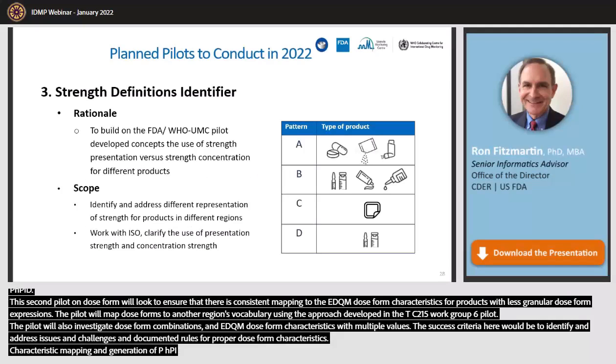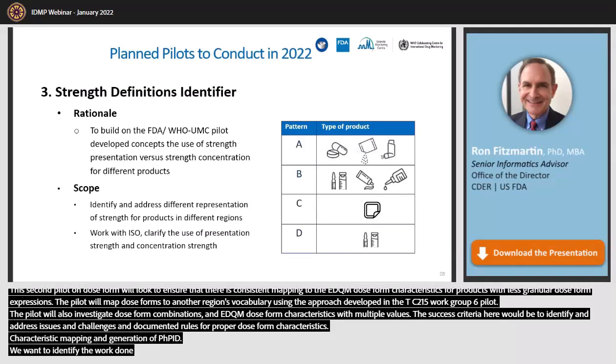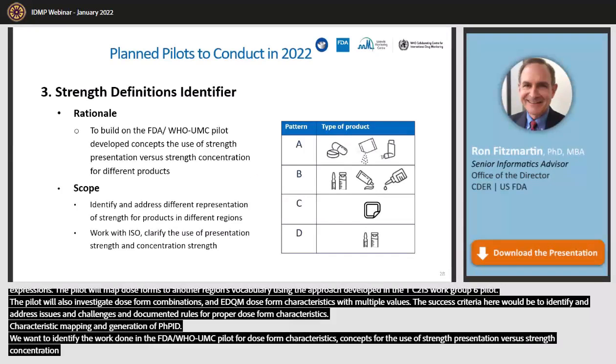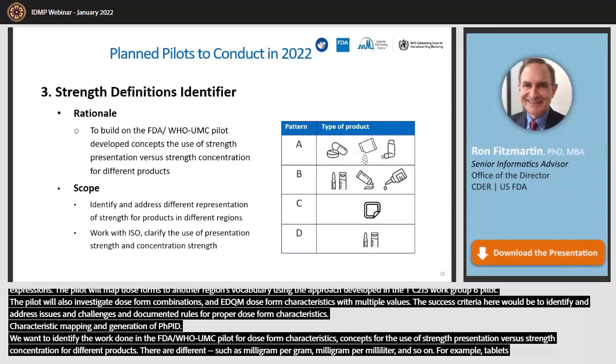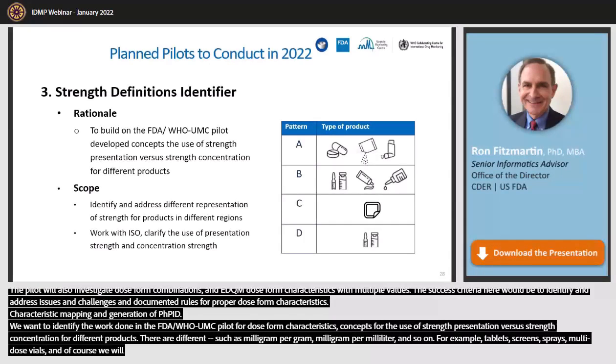We want to build upon the work done in the FDA WHO UMC pilot on dose form characteristics, where concepts were developed for the use of strength presentations versus strength concentration for different products. There are different patterns possible, such as percentage, international units, milligram per gram, milligram per milliliter, and so on. For example, for tablets, creams, sprays, multi-dose vials. And of course, we will work with ISO on this for further clarification.